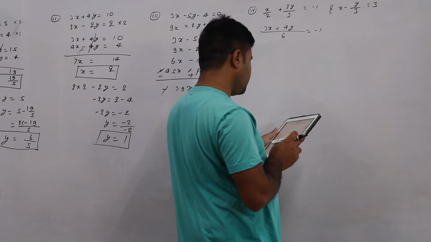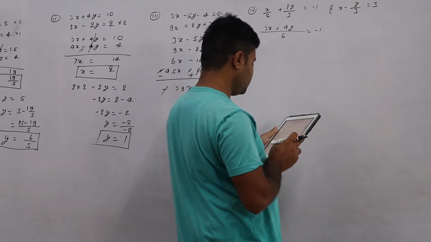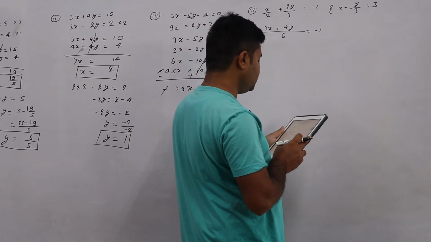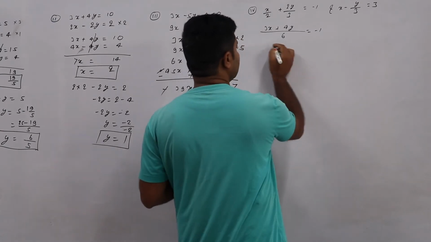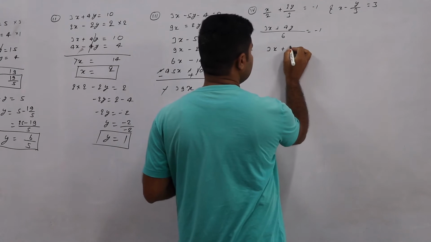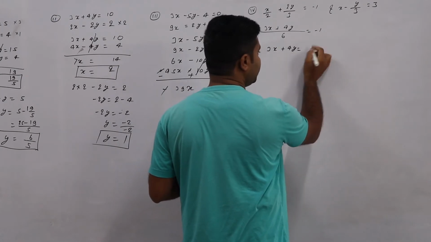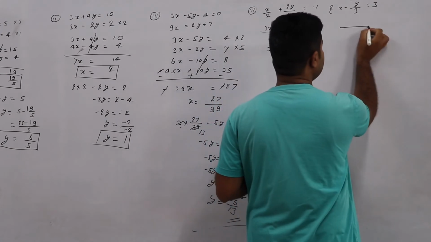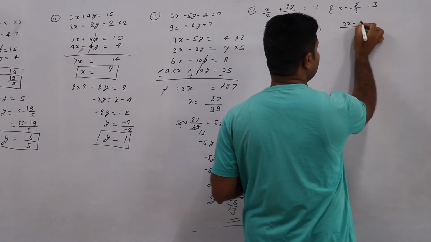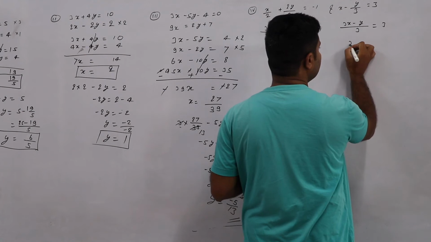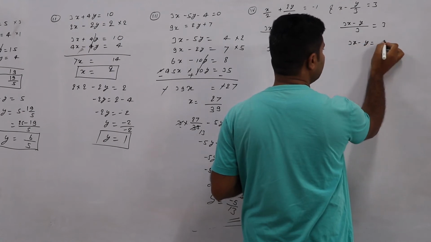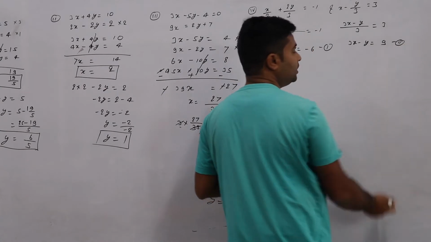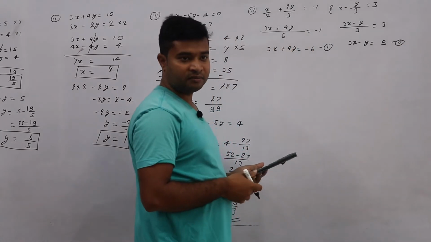x by 2 plus 2y by 3 is equal to minus 1, and x minus y by 3 is equal to 3. Okay, correct, sir. So 3x plus 4y, this 6 this side, so minus 6. Now this one, LCM is 3. So 3x minus y is equal to 9. Here you get equation 1, equation 2.